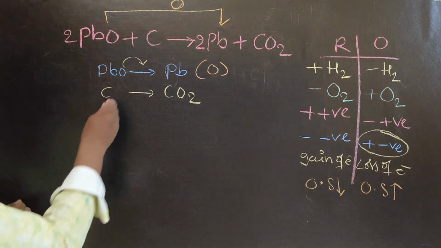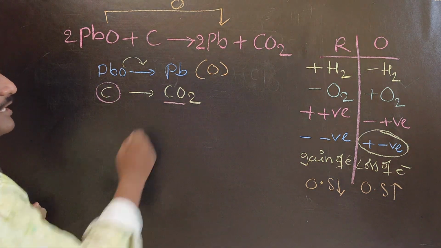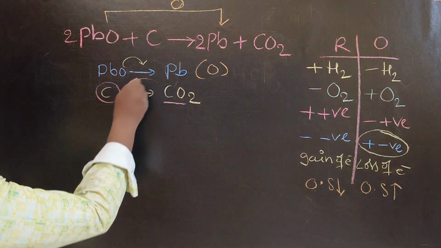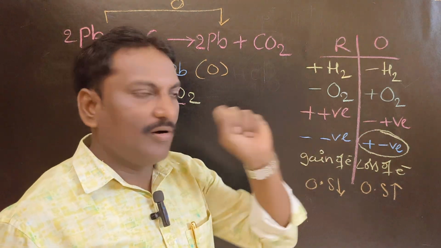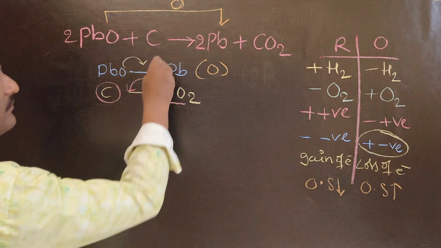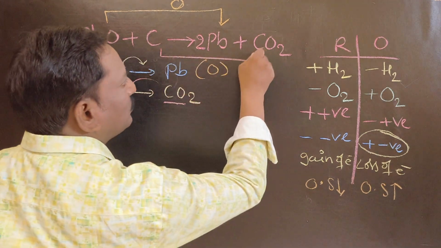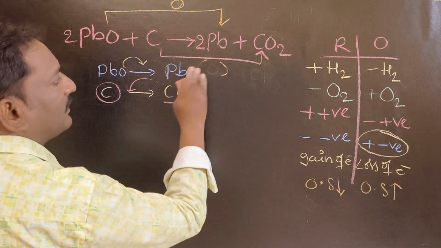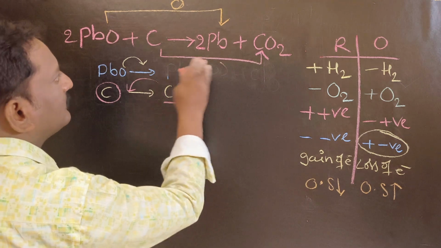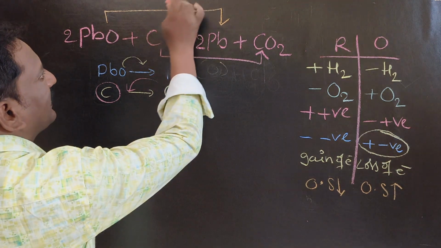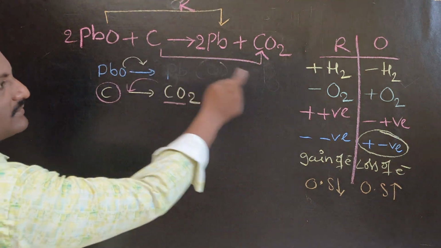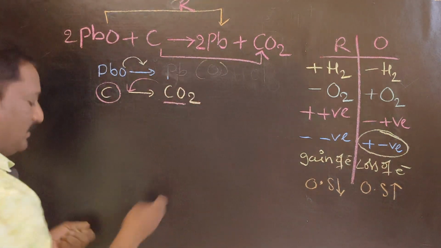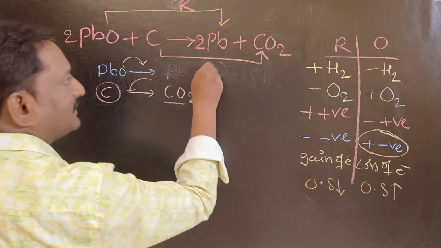Next one. Carbon is converted into carbon dioxide. That means oxygen is added to carbon. Addition of oxygen to any substance is called oxidation. That means the conversion of carbon to carbon dioxide is oxidation. Sorry, my dear, the conversion of lead oxide to lead is a reduction. Removal of oxygen is called reduction. So addition of oxygen is called oxidation.